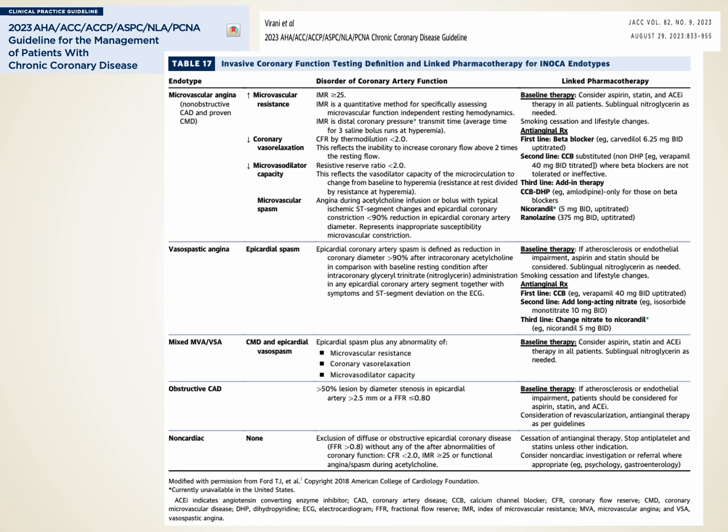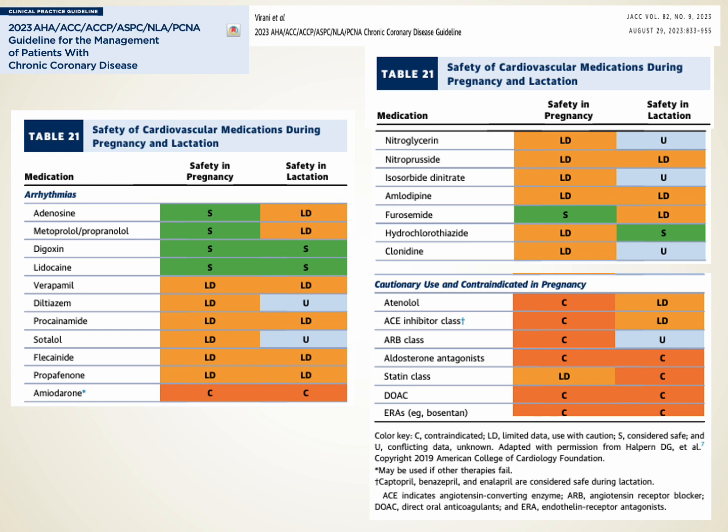They also look at invasive coronary function testing definitions and the pharmacotherapy that might be considered in individuals who have varying types or etiologies for their angina, or their concerns for how they present and what the pathology is involved, and then which agents might have more or less benefit in each of those cases. And then finally, again, the list of medications with safety in pregnancy and lactation.